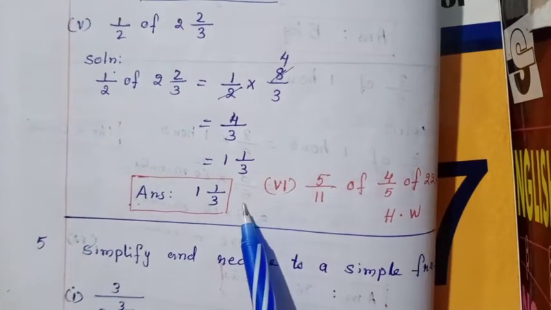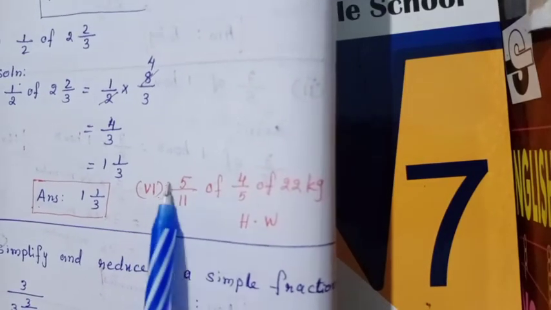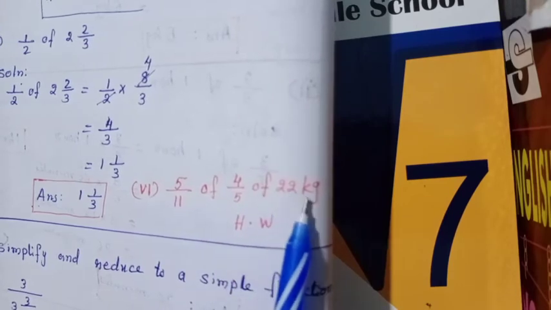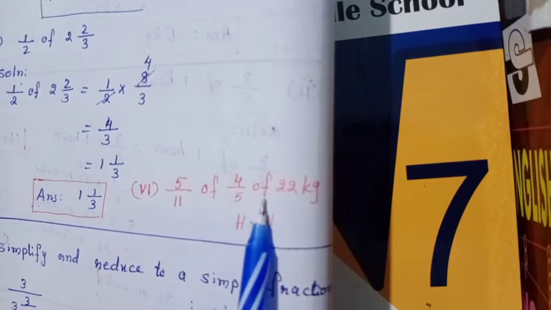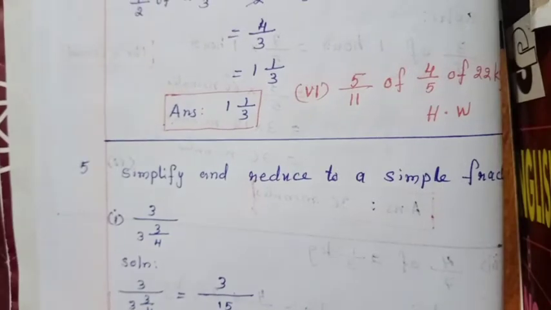Next, number 6. 5 by 11 of 4 by 5 of 22 kg. Here "of" appears in two places, so in those two places use into and get the answer.